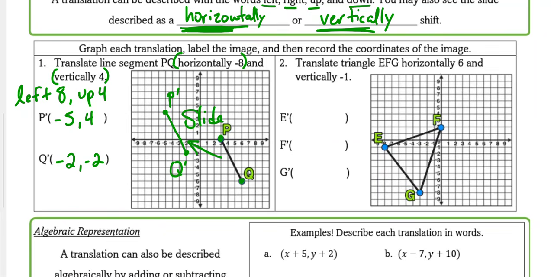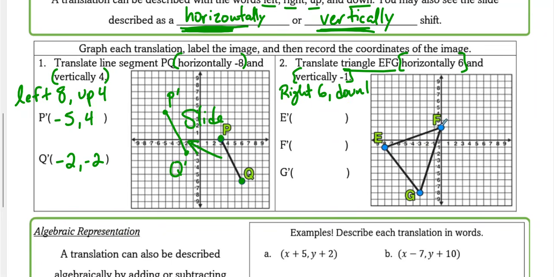All right, on the second one, we want to translate triangle EFG horizontally, +6. Horizontally, again, means left and right. When I see a positive number, that means I'm moving it to the right. So I'm going to move this to the right 6. And vertically, I'm moving -1. That means down 1.